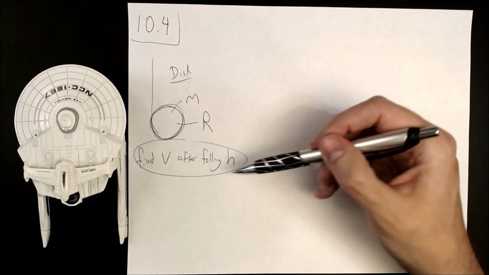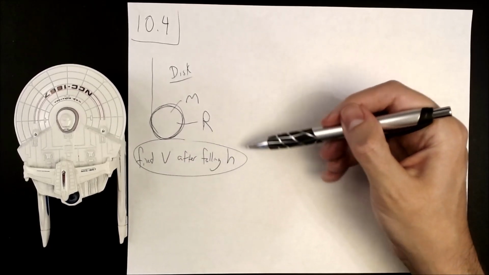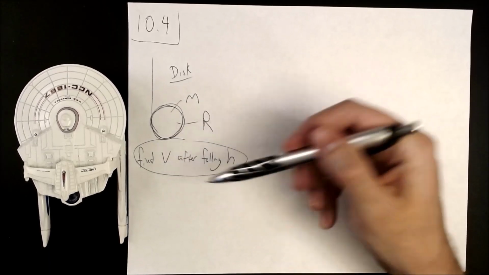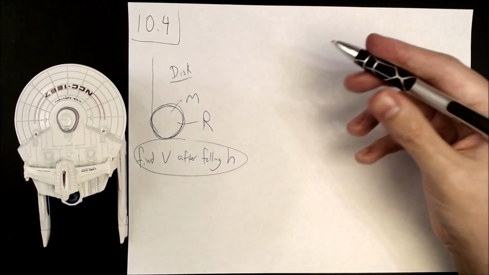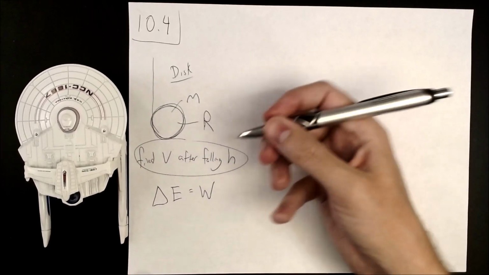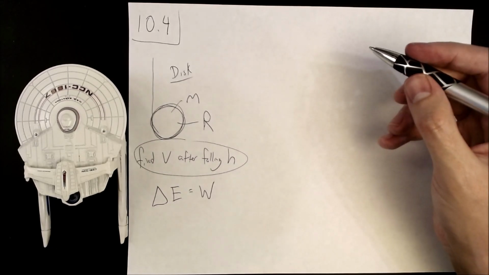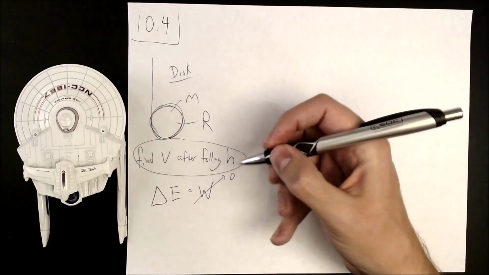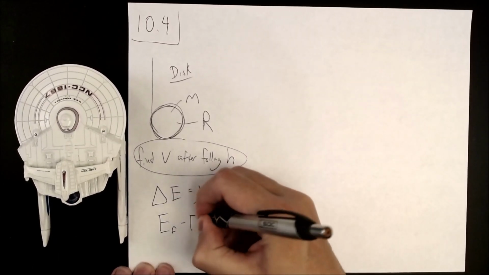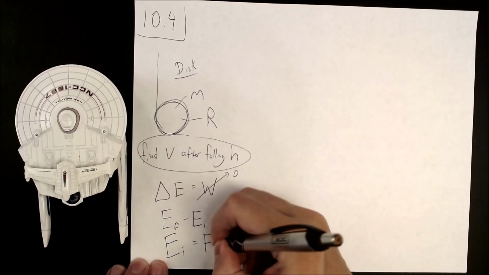We've got heights, we've got velocities. This is going to go into some kind of gravitational potential, and that's going to go into some kind of kinetic energy. We've got delta E is equal to W. Is there any work being done on this from the outside? Well, no. So delta E is E final minus E initial, so E initial is equal to E final.